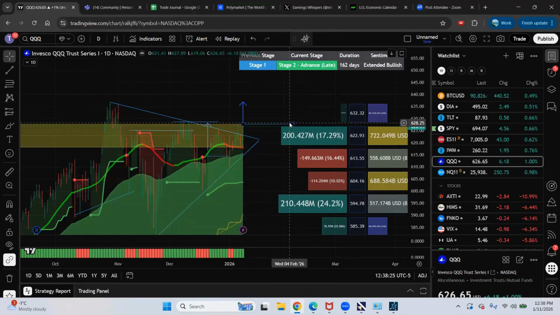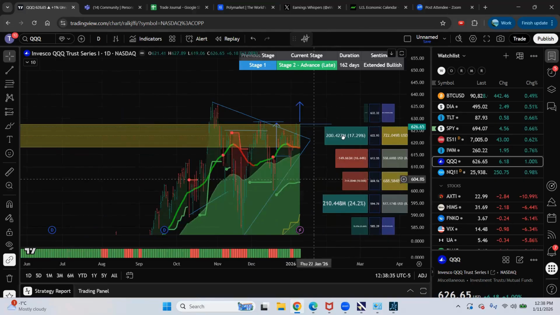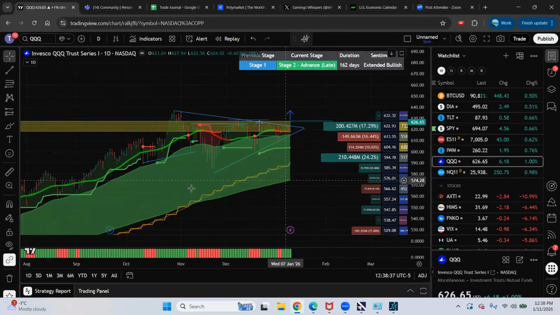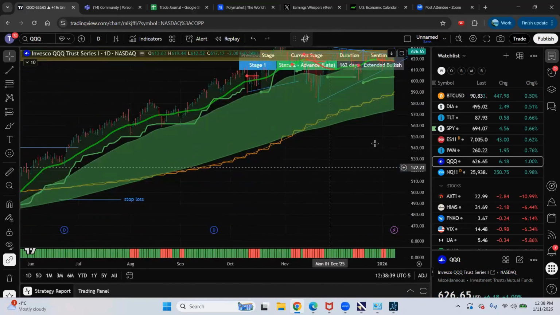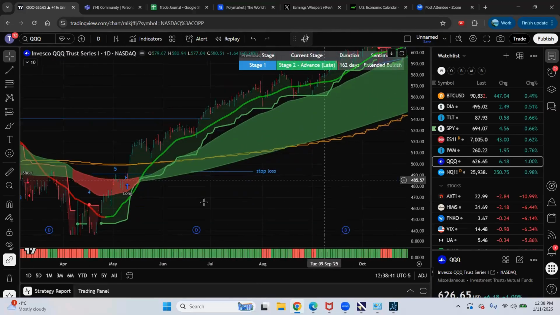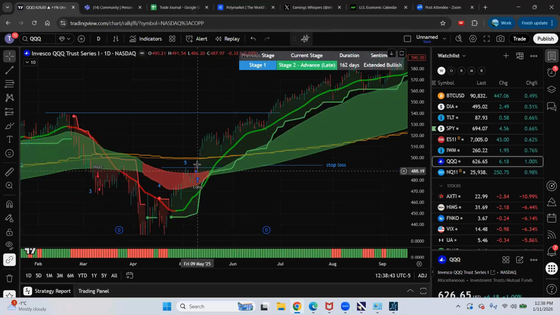So for me, order of the day for the Nasdaq is to watch and wait and see if we break above this point of control and then can make our way to all-time highs. If we look at the S&P, you can see we clearly have been above that Weinstein indicator for quite some time. In fact, you can see on this move here.